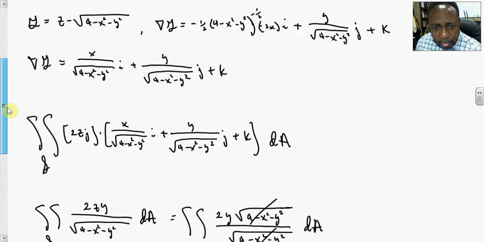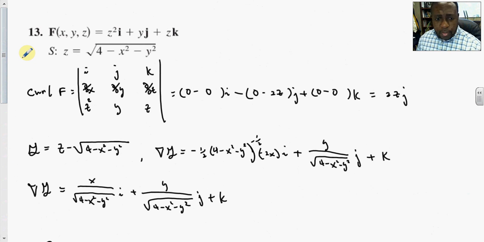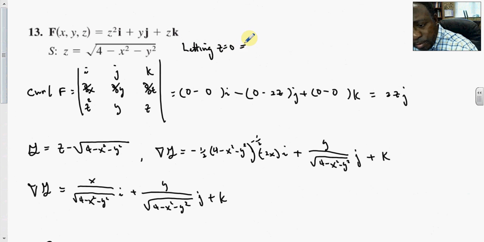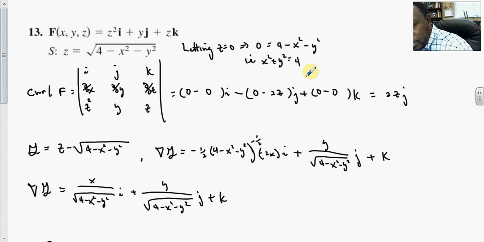Well, what is the region? Well, here again, let z equal 0. This implies that you have 0 is equal to 4 minus x squared minus y squared. So that is x squared plus y squared is equal to 4. So you see that the region is r goes from 0 to 2, then theta goes from 0 to 2 pi.